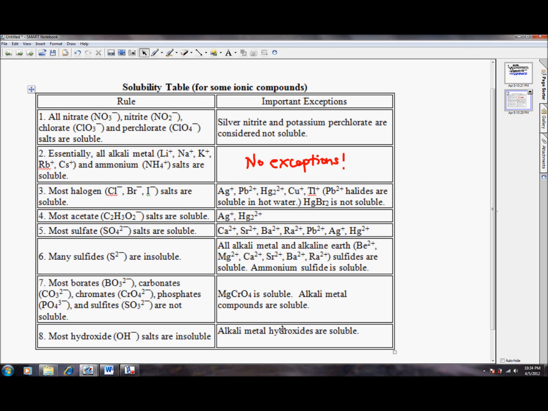an alkali metal with it. So that means that sodium and hydroxide, and potassium and hydroxide, and cesium and hydroxide, those will dissolve. Alright, what we're going to do now is we're going to do a couple of quick examples.